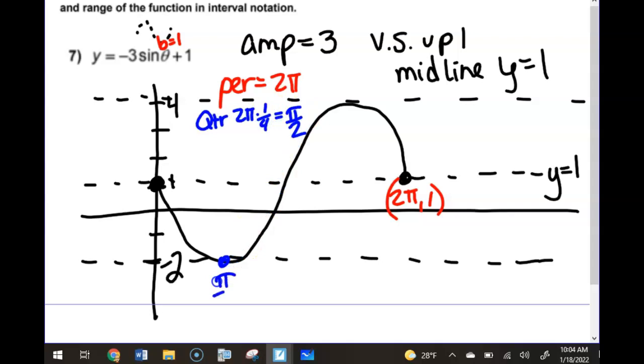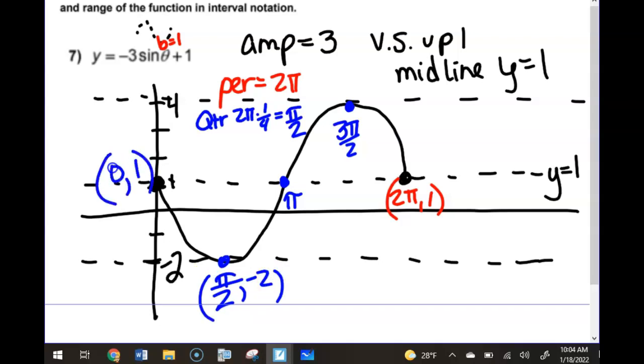So this is a pi over 2. Then we have 2 pi over 2's, which should be pi, which makes sense. That's halfway to 2 pi, right? And then here would be 3 pi over 2's. And then 4 pi over 2's is 2 pi. Sorry to the home audience that the video is messed up for a second there. This one's down at -2. This one was at 0, 1. This one is a pi, 1 is the midline, and this one is 3 pi over 2.